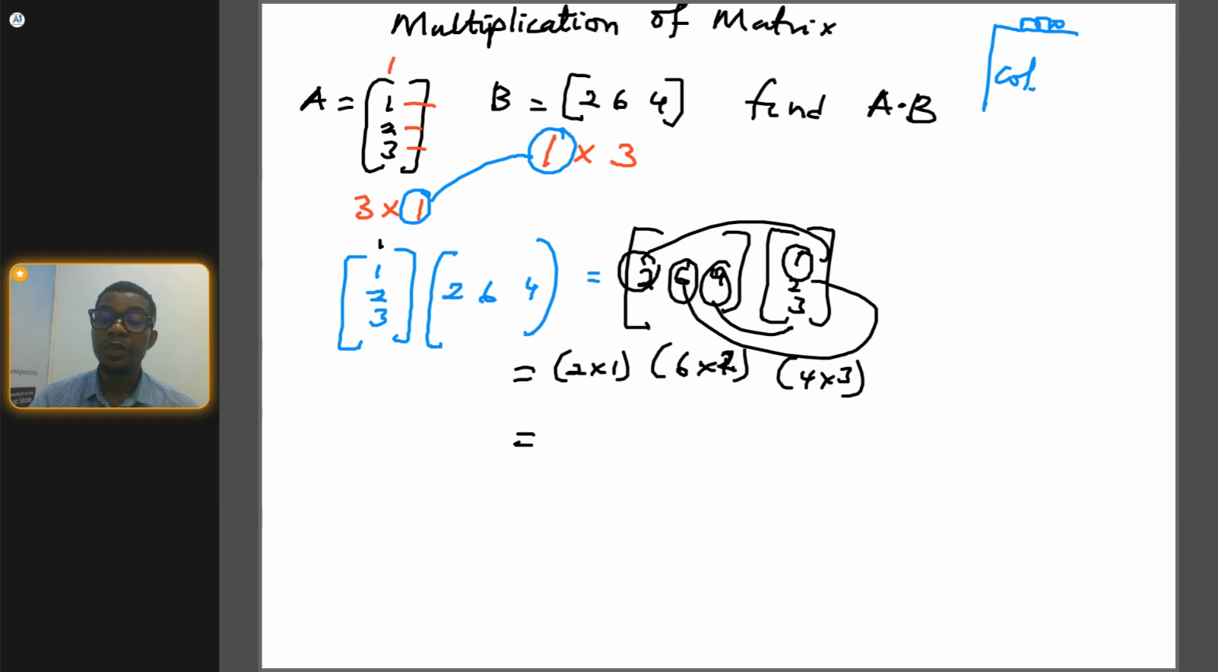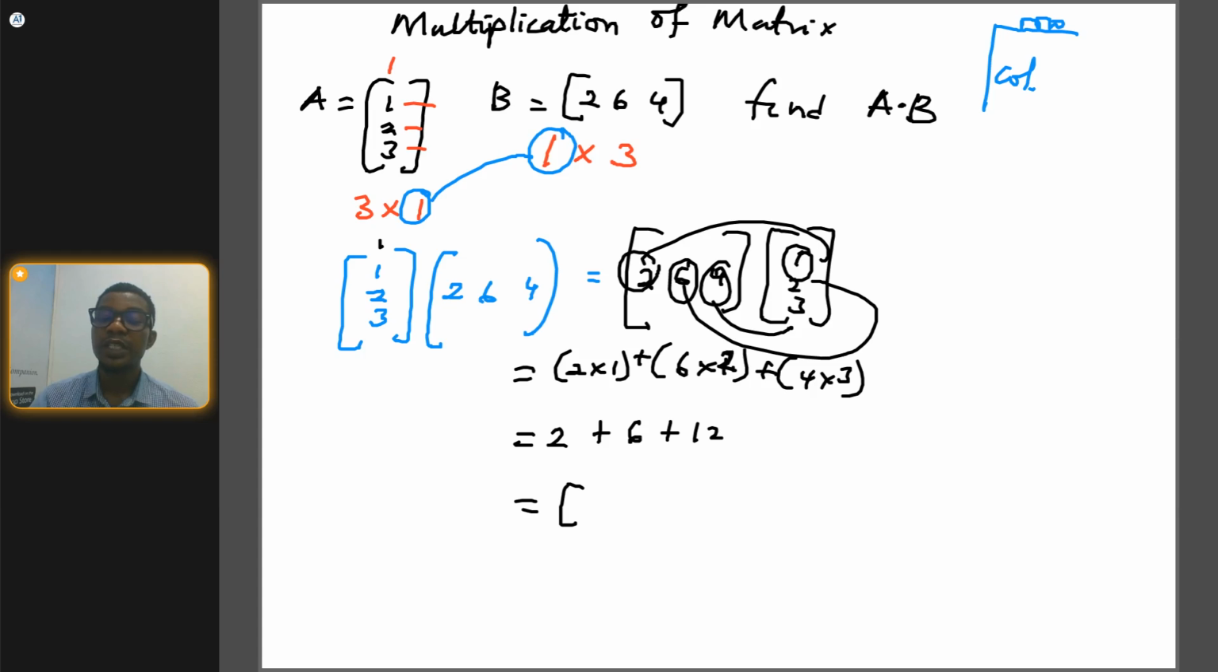That will give us 2 times 1 is 2, and 6 times 1 is 6. There will be an addition sign between all of the expressions. So we have 6, then adding this together, 4 times 3, which is 12. And when you add this together, you have just this kind of matrix.